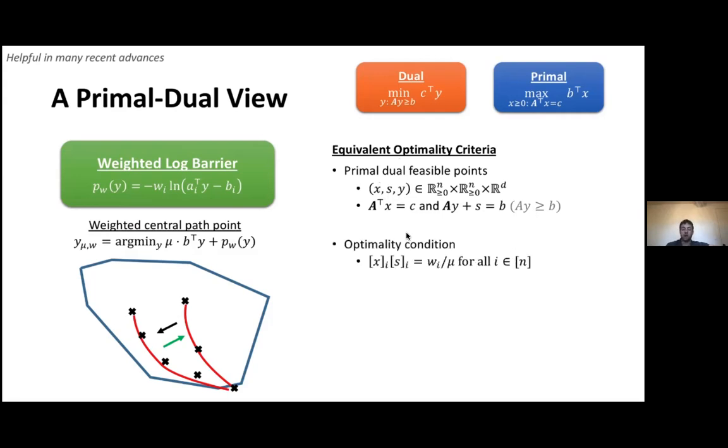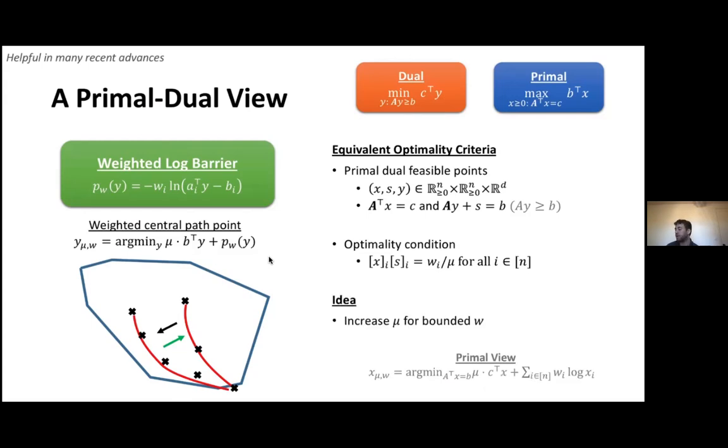Now you can show that if you have any primal dual feasible points with the property that the ith coordinate of x times the ith coordinate of s is equal to w_i over mu, that's equivalent to showing that s, y are weighted central path points for the dual. And you can show that it also implies that x is a weighted central path point for the primal. And just as I mentioned before, without weights, the primal and dual central paths of the log barrier are dual to each other up to something additive that just depends on the path parameter. Here, these are dual to each other up to something that just depends on the weights and mu.